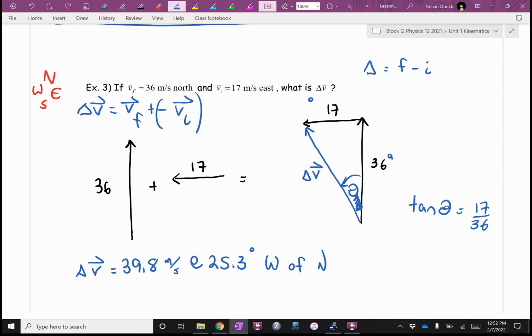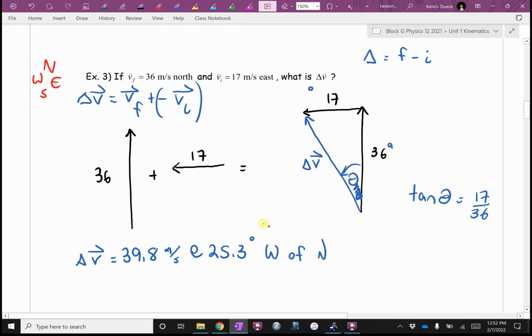If you're ever doing a question and you check my answer and you notice that your magnitude matches me, but your directions are a bit off, first thing you want to check is maybe you missed that it was a subtraction question in disguise. Okay. So that's one way I can do a subtraction question.